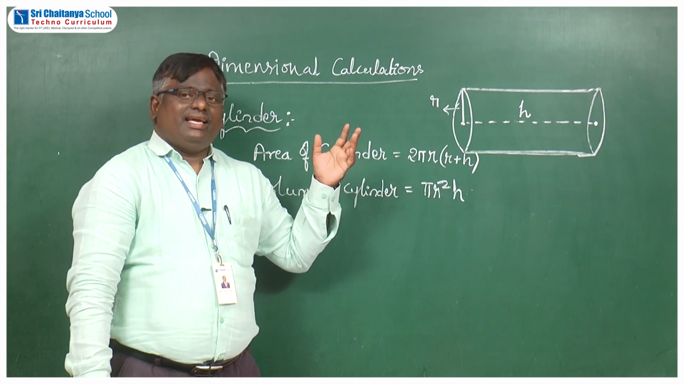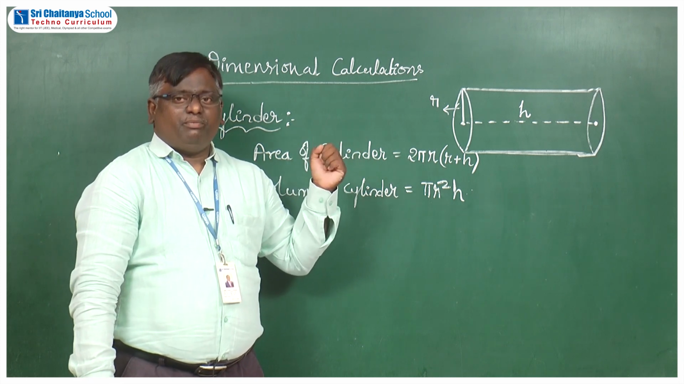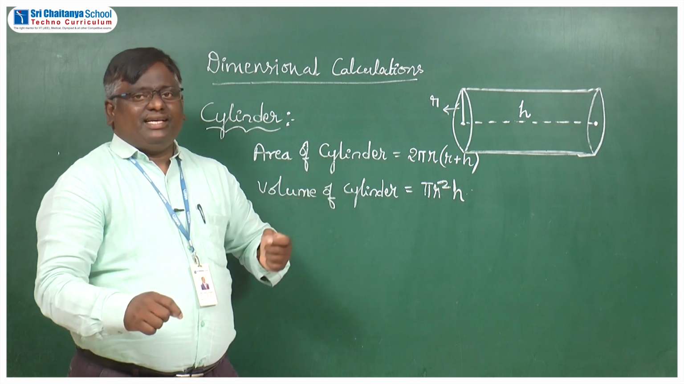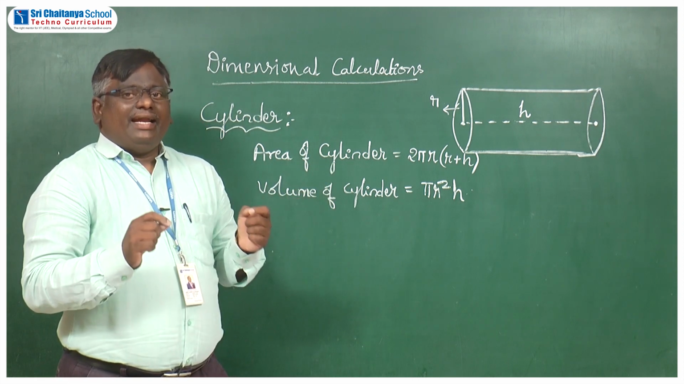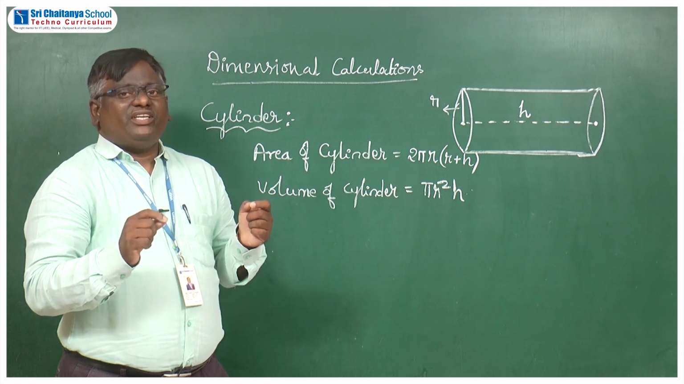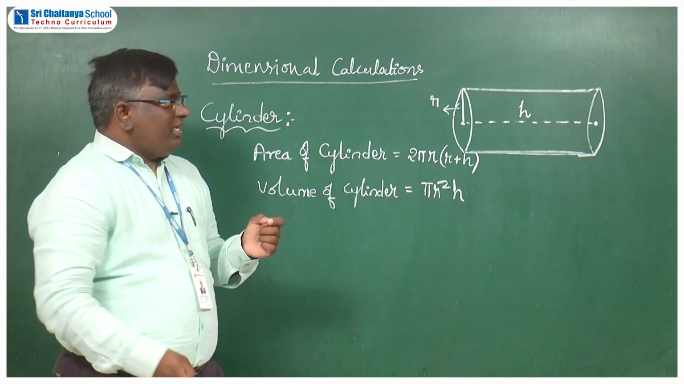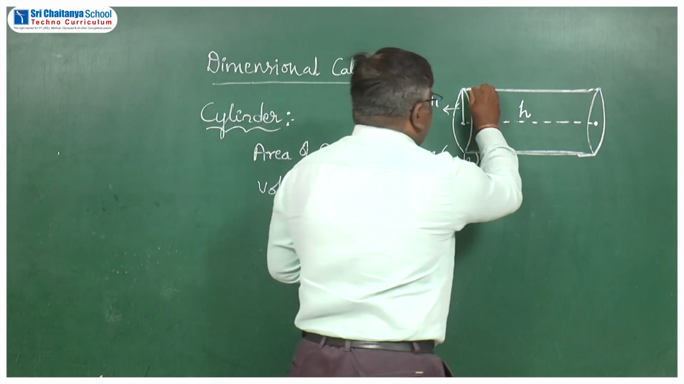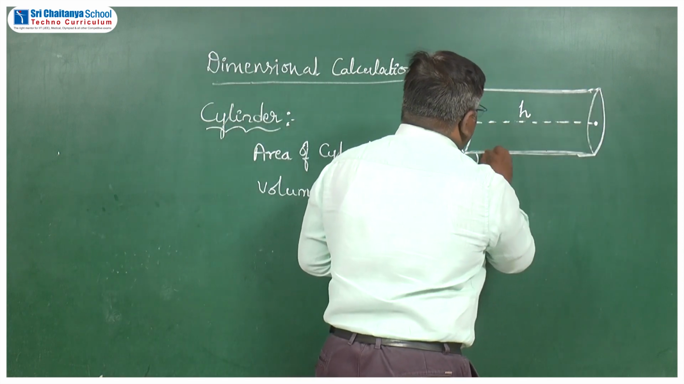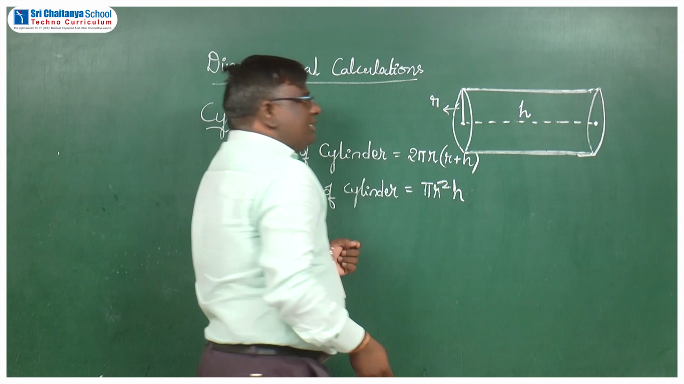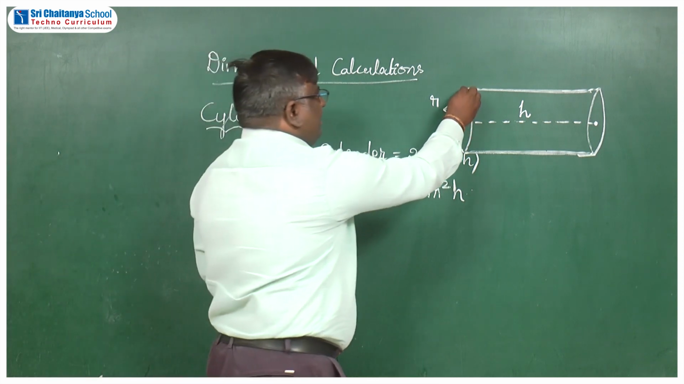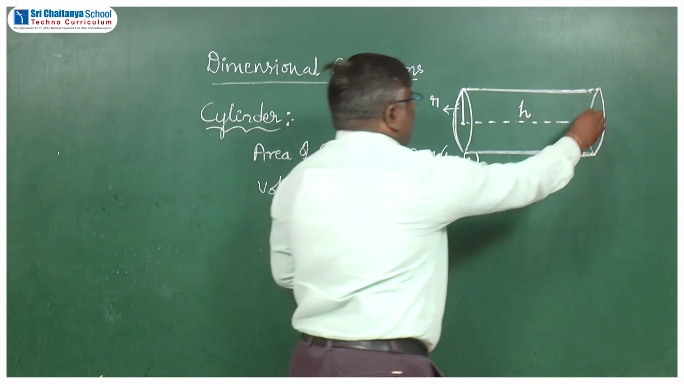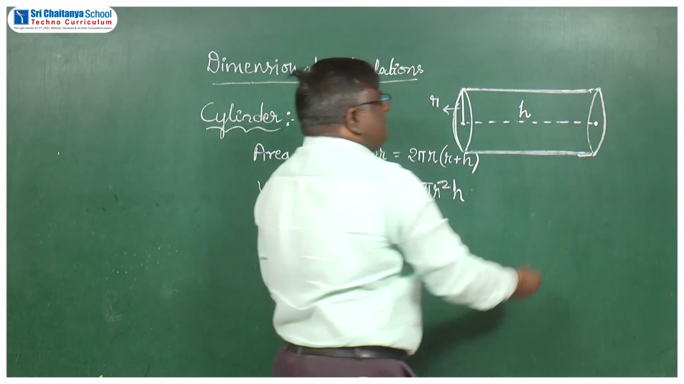So a cylinder is a three-dimensional shape where two parallel bases are connected by a curved surface at the end. So here this is a parallel base and this is another parallel base. These two parallel bases are connected by the curved surface, then the shape is called a cylinder.